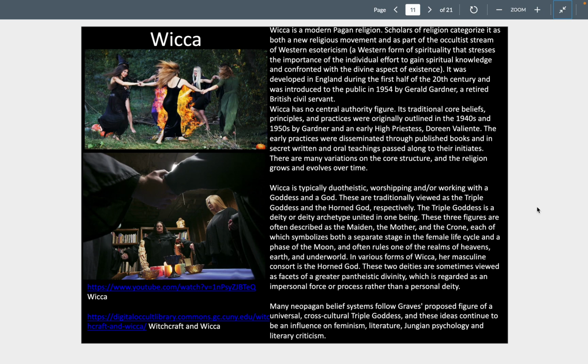Notice the 3 inscribed there also. In various forms of Wicca, the masculine consort is the horn god. These 2 deities are sometimes viewed as facets of a greater pantheistic divinity, which is regarded as an impersonal force or process rather than a personal deity.